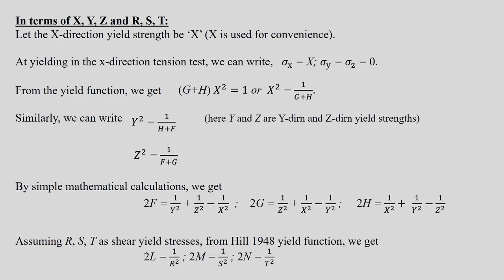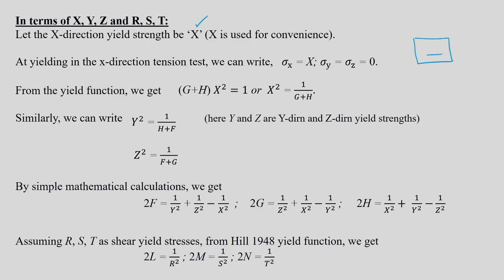Okay. So now I am going to rewrite this in terms of x, y, z and r, s, t. What is x, y, z, what is r, s, t? It is available in this slide. So what is x? I am going to consider this x direction yield strength as x. Suppose I consider x direction, let us say, for example, along rolling direction. So that is x direction, just x, y, z is just for convenience only. So that yield strength is x. Now I am going to take x direction and do a uniaxial tensile test, then that yield strength sigma x should be x only, and we know that sigma y and z are going to be equal to 0.